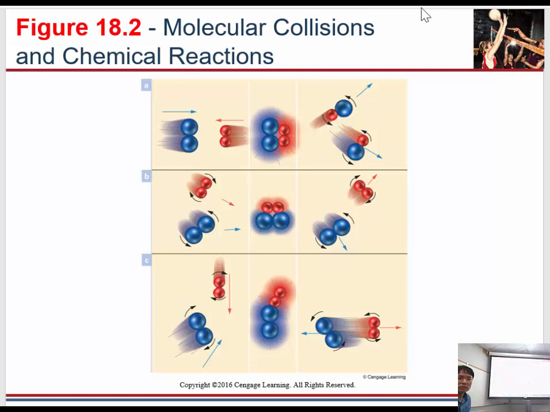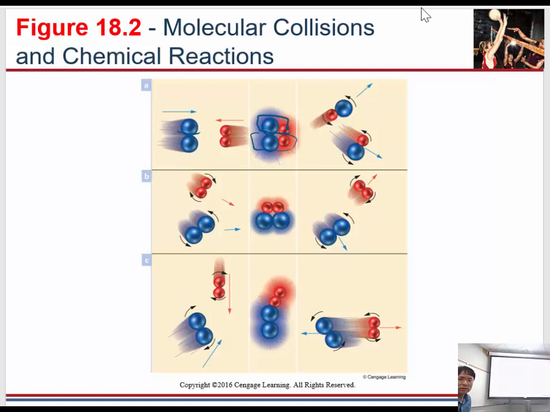One, the orientation of the blue molecule and the red molecule is correct, and then they have enough energy. Enough energy to do what? Enough energy to break the bonds here and form new bonds. And so breaking the blue-blue bond and making the blue-red bond here. And that's what we end up with.